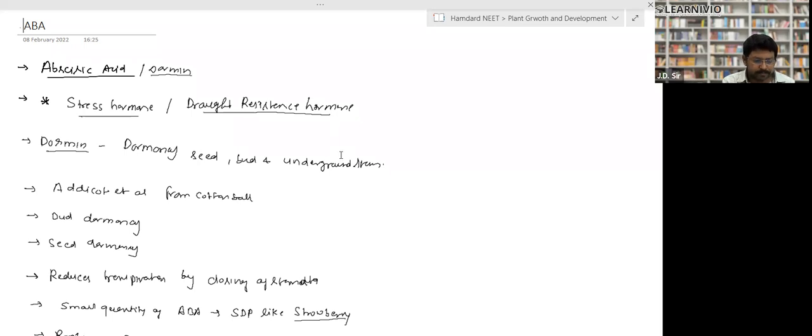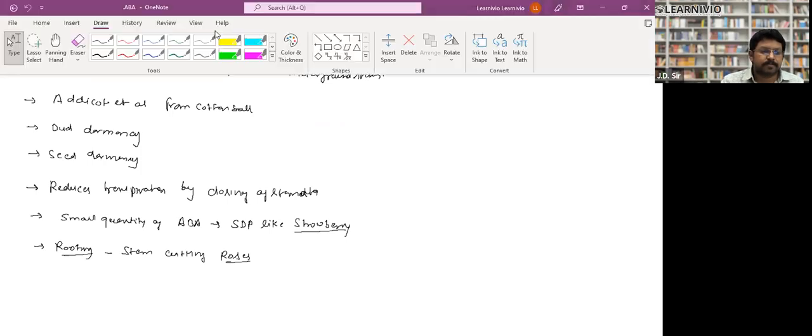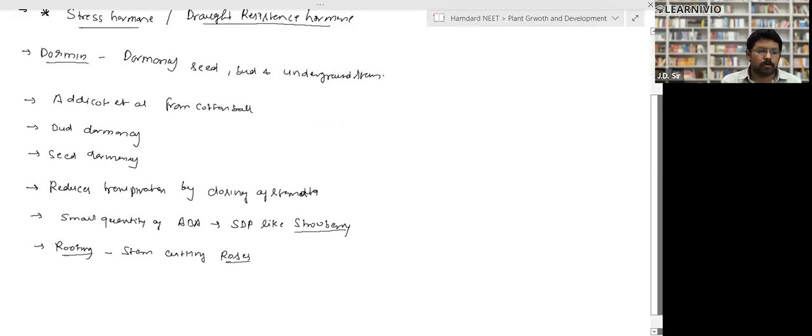Next point. A small quantity of abscisic acid causes flowering in short day plant, SDP, like strawberry.